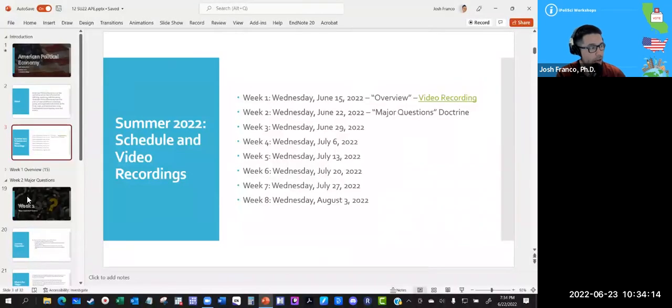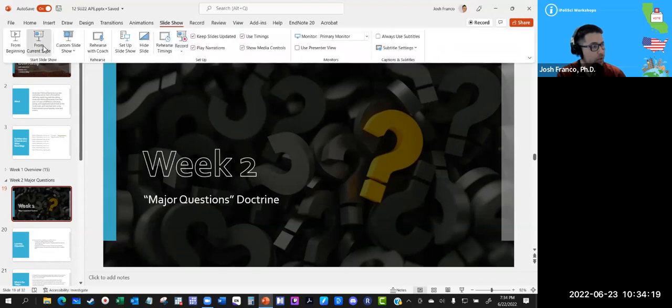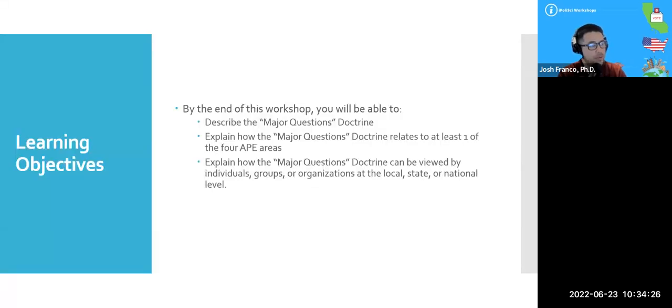So let's go ahead and go to week 2. The topic for today is the major questions doctrine. Our learning objectives with this workshop are the following. You'll be able to describe what the major questions doctrine is, explain how the major questions doctrine relates to at least one of the 4 American political economy, or APE, areas, and explain how the major questions doctrine can be viewed by individuals, groups, or organizations at the local, state, or national level.